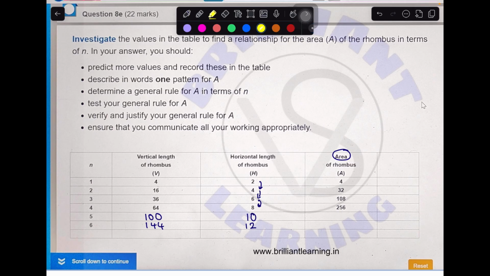A nice way to start with something like this is, well, let's multiply them together. Okay, and what would we get? Okay, so I'm just going to do that in another color just while I investigate this. So 4 times 2 would give me 8, 16 times 4 would give me 64, 36 multiplied by 6, well, that would give me 216, 64 multiplied by 8 would give me 512, 10 times 100, 1,000, 12 times 144.